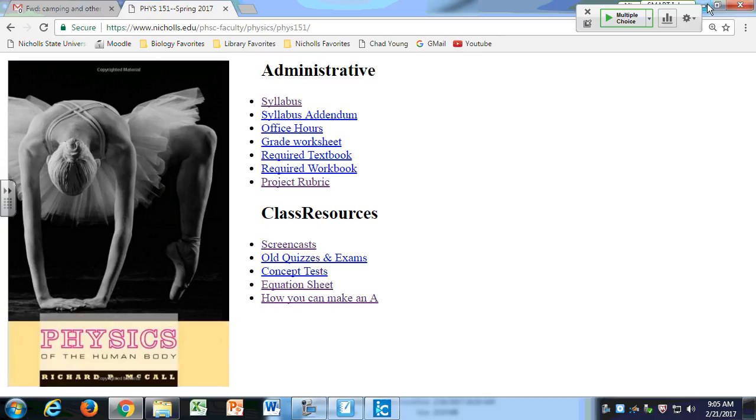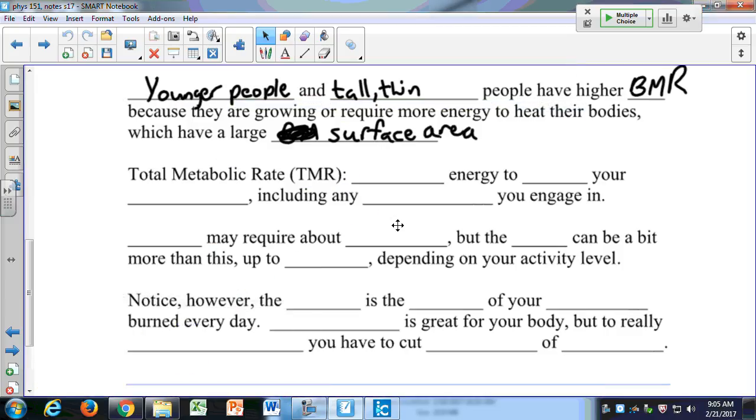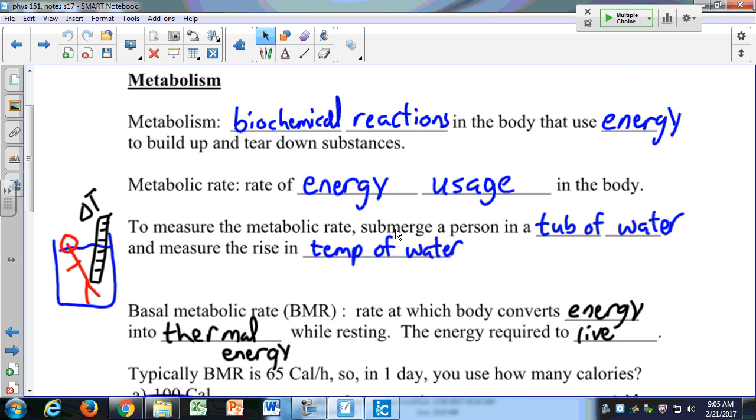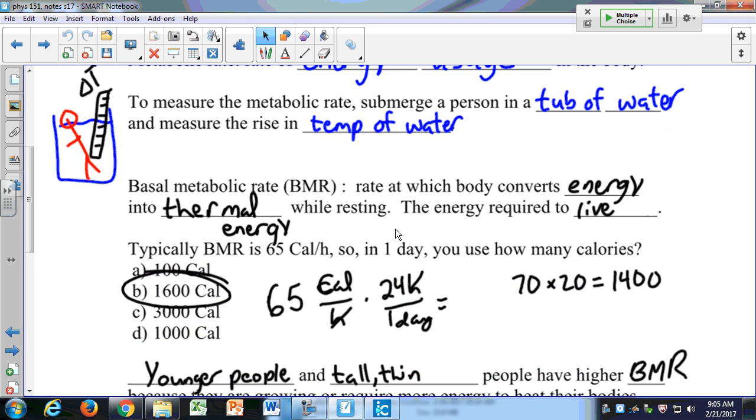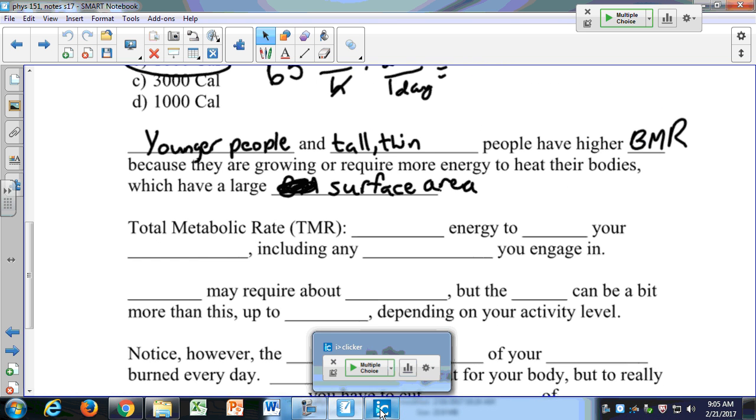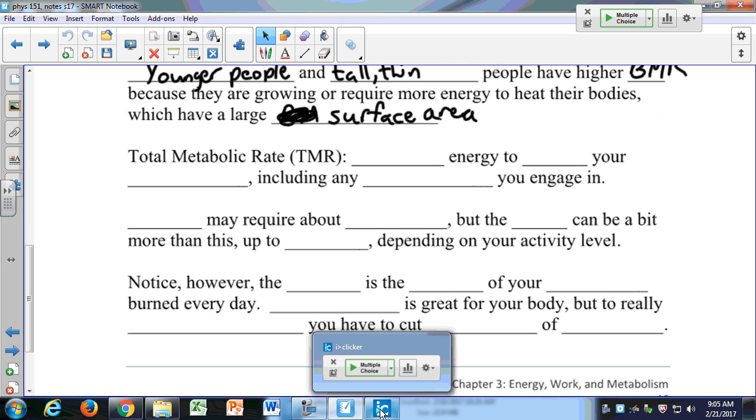All right, let's see. Last time we had started on metabolism. I want to finish this up. We had talked about the basal metabolic rate. The basal metabolic rate is just sort of the amount of energy that you need to live, heart to pump, to breathe, brain to function, all that energy. It turns out that that's most of the energy that your body uses every day. But then we also talk about the total metabolic rate, which includes all the energy that you use. So the total metabolic rate is the total energy to run your body.